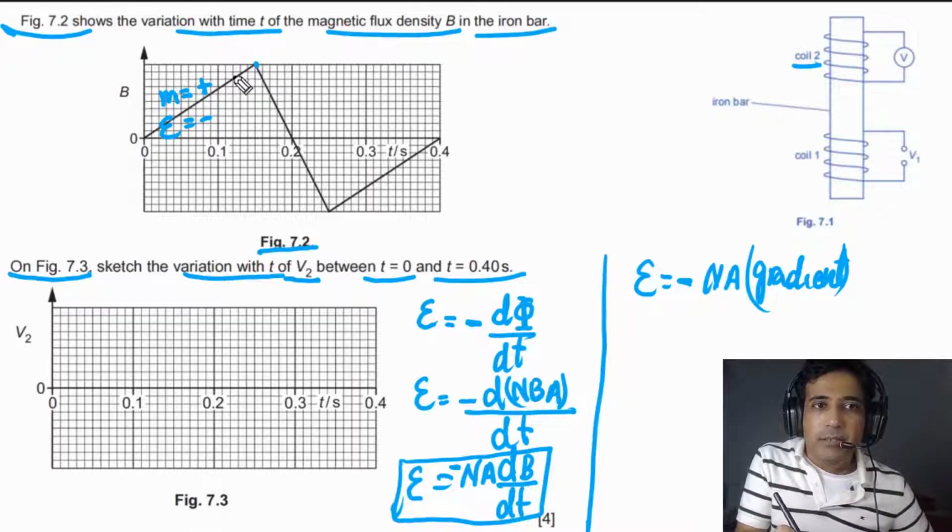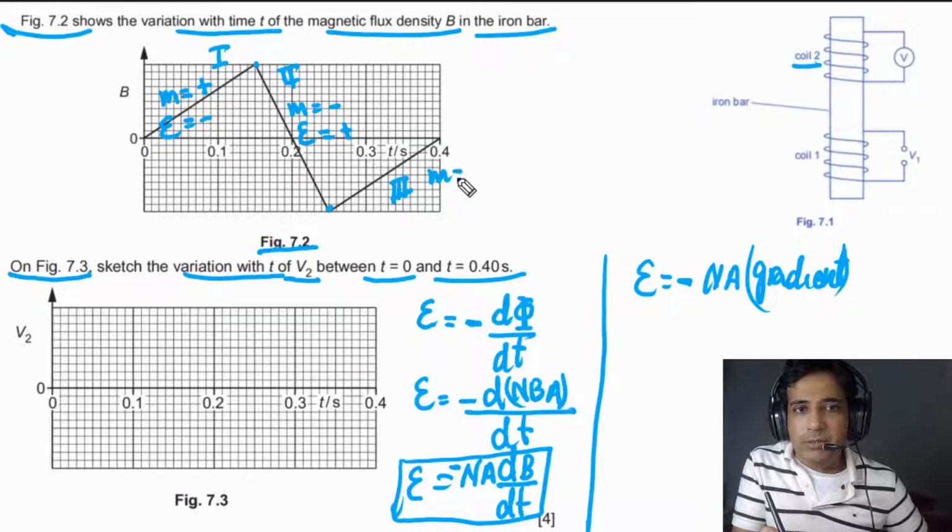In this part, we can say this is part 1. And in the second part of this figure, you can see this is the second part. And this one, we can say this is the third part. In the second part, gradient is negative. So the EMF induced has to be positive. In third part, gradient is positive. So the EMF induced has to be negative.